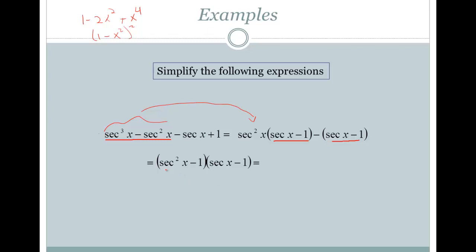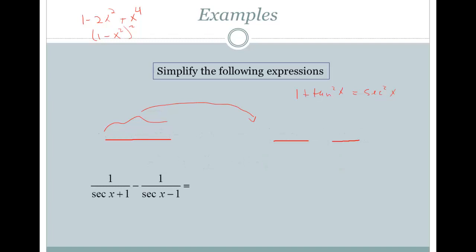This here, again, going back to some of our Pythagorean identities, remember 1 plus tangent squared of x is equal to secant squared of x. So this term right here, if I just brought that 1 over, that's going to give me tangent squared right there. Okay, so I get tan squared times secant squared minus 1.